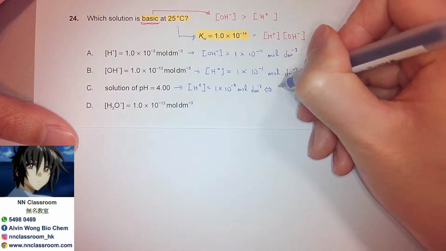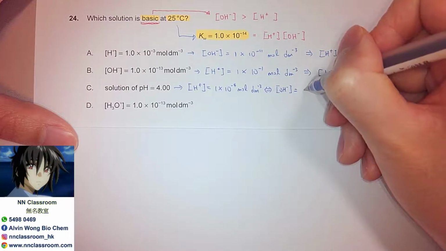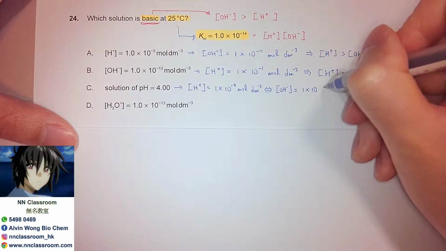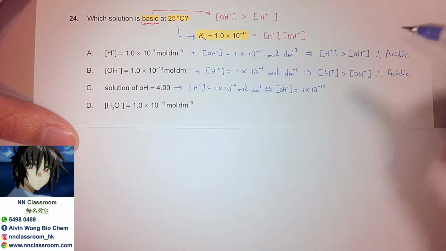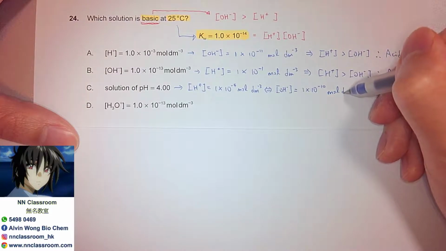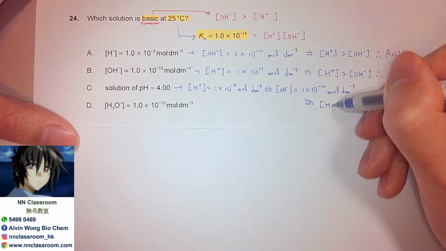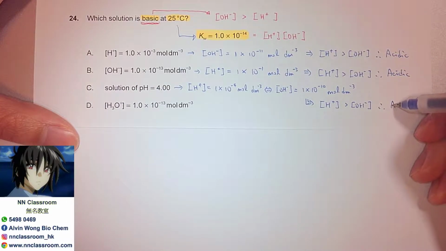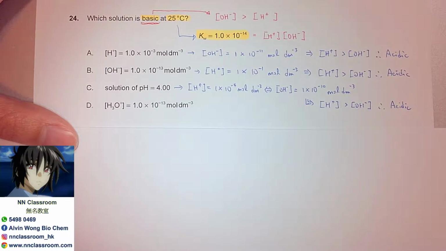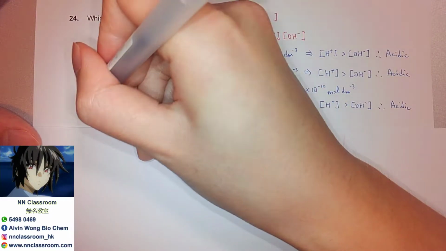That is equivalent to saying that the hydroxide concentration equals 1 times 10 to the power negative 10, because minus 4, minus 10, gives minus 14, mole per dm cube. Again, this situation implies the proton concentration is bigger than the hydroxide concentration. So that's why it is acidic. Of course, if you've confirmed that A, B, C are all acidic, the final answer goes to D.